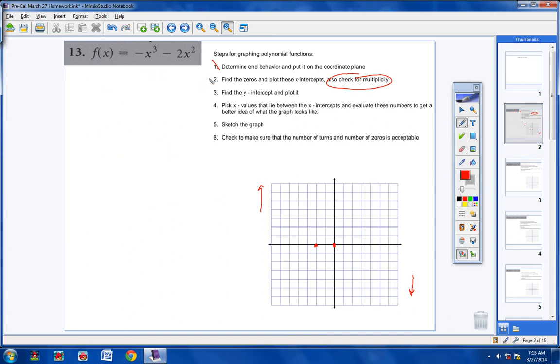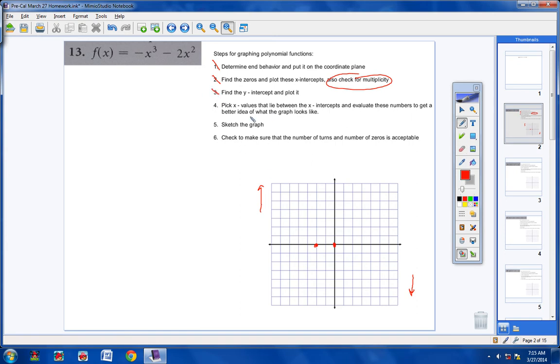Okay, moving on to step 3, find the y-intercept. Okay, easy enough. Everywhere there's an x, we put a 0. Well, if I put a 0 here, I get a negative 0. If I put a 0 here, I get a negative 0. So it looks like y equals 0. And I've already got that point plotted right there. Okay, so find the y-intercept. We've done that. Moving on to step 4.